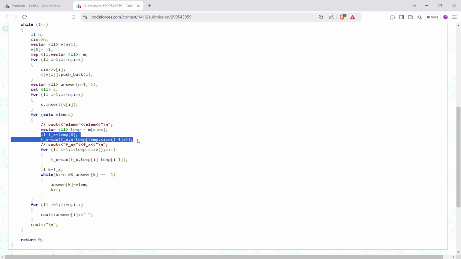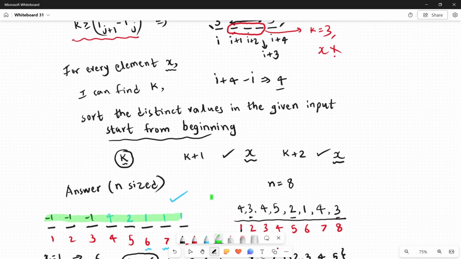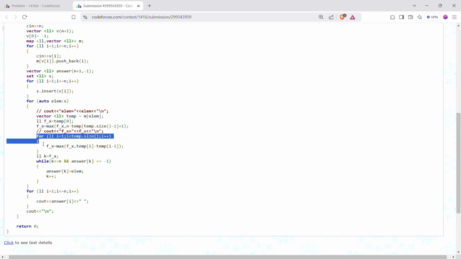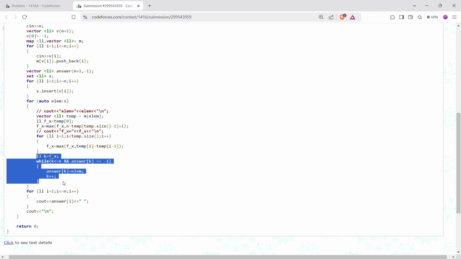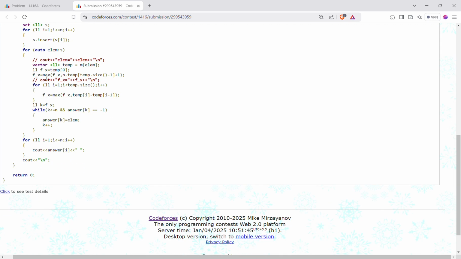And these are the initial cases, right? You can easily notice that these two lines are for k greater than or equal to I1 and k greater than or equal to n minus IR plus 1. And this is updating the k further, so f of x further, and finally setting the answer of k equal to the element, based on the condition that answer of k is minus 1 from the beginning, and if it is not, we'll break out of that while loop. A pretty simple code, and finally outputting the answer.